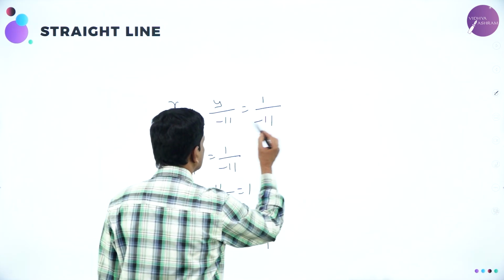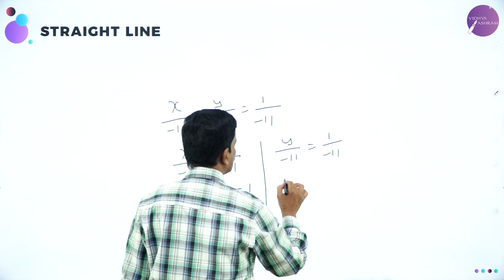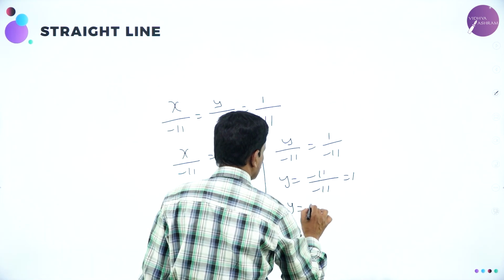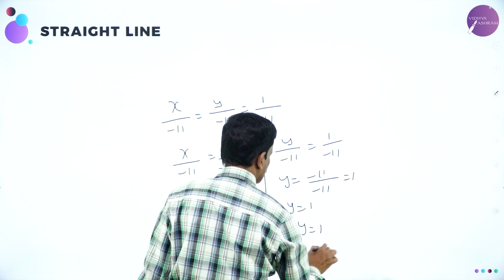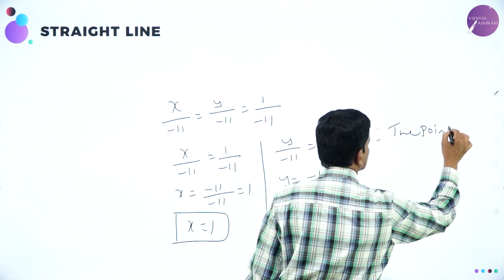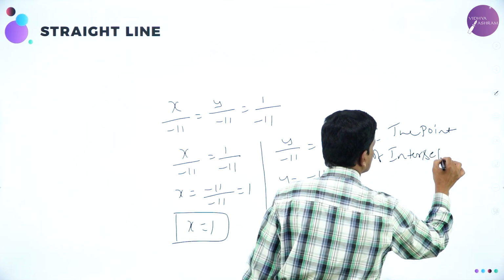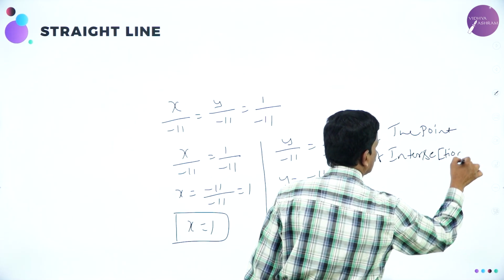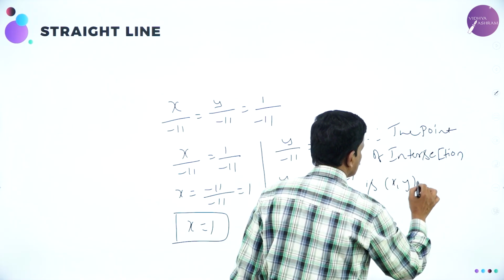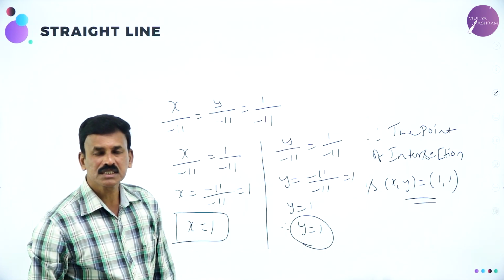Similarly, second and last, y by minus 11 is equal to 1 by minus 11. Cross multiply, y is equal to minus 11 by minus 11 is plus 1. Y is equal to 1. So, y is also equal to 1. So, therefore, the point of intersection is x comma y is equal to 1 comma 1. 1 comma 1 is the point of intersection in this case.